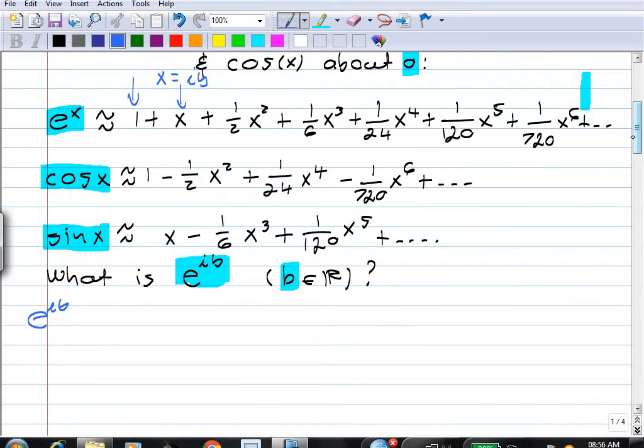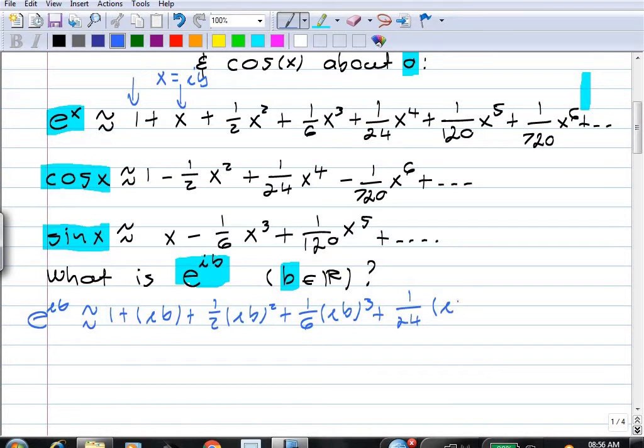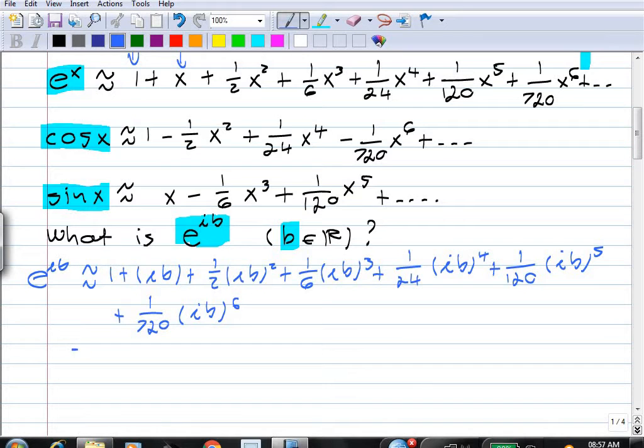So now, just as a motivation, if we plug ib into x in the Taylor polynomial for e to the x, we get that e to the ib should be approximately 1 plus ib plus a half (ib) squared plus 1 over 6 (ib) cubed plus 1 over 24 (ib) to the fourth plus 1 over 120 (ib) to the fifth plus 1 over 720 (ib) to the sixth. And we just multiply out the powers.